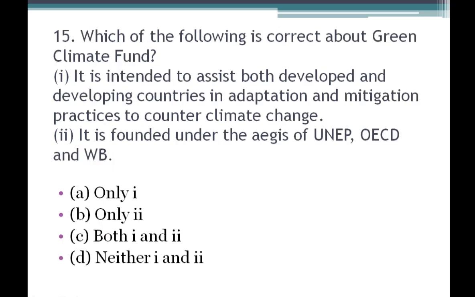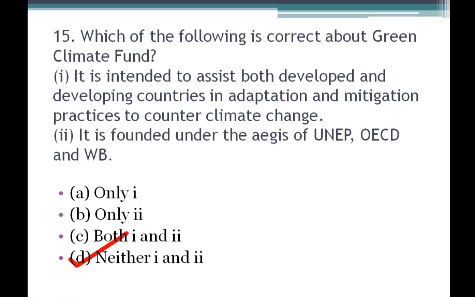Question number 15. Which of the following is correct about Green Climate Fund? Number 1. It is intended to assist both developed and developing countries in adaptation and mitigation practices to counter climate change. Number 2. It is founded under the aegis of UNEP, OECD and World Bank. So the correct option is option D, that is neither 1 nor 2.